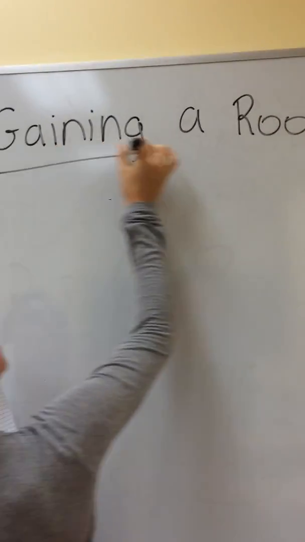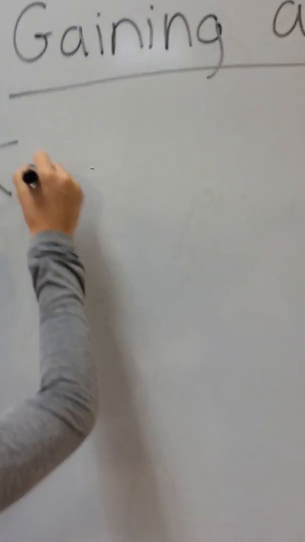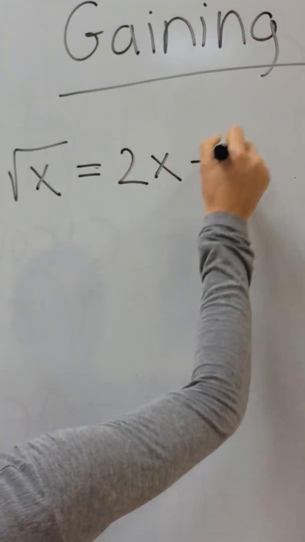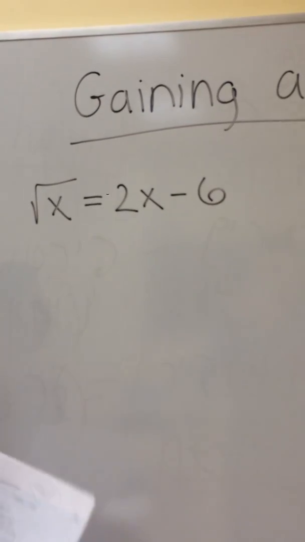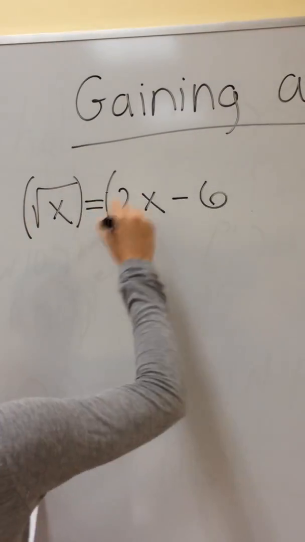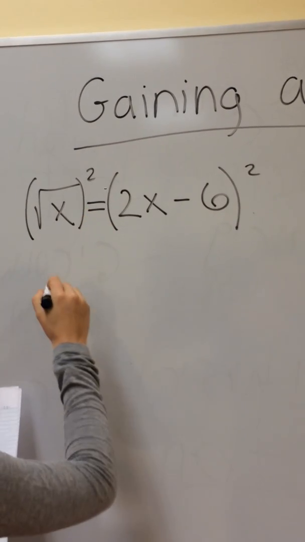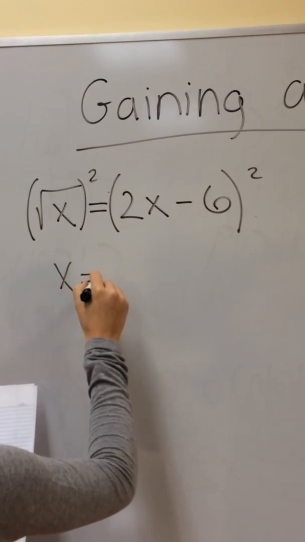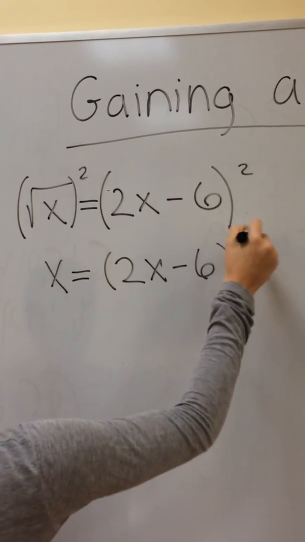I'm going to be showing two examples of where you gain a root. First example is radical x equals 2x minus 6. You see in this problem that you only have one x, therefore there's only one root. But in order to solve for it, you have to square both sides, giving you an extra root. That problem then becomes x equals (2x minus 6) squared.